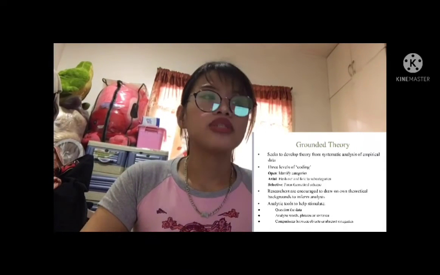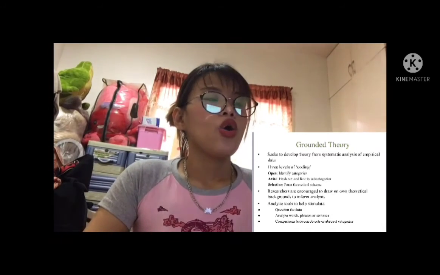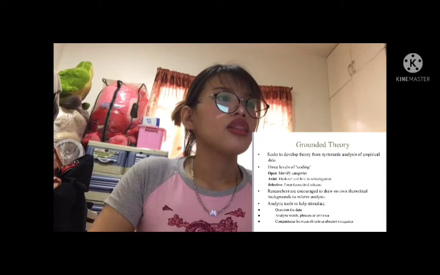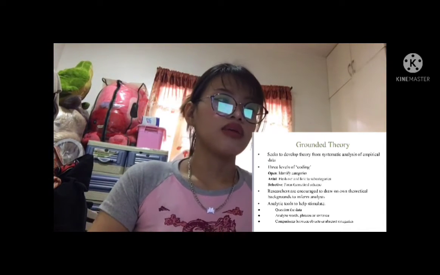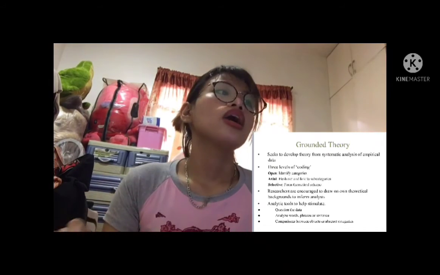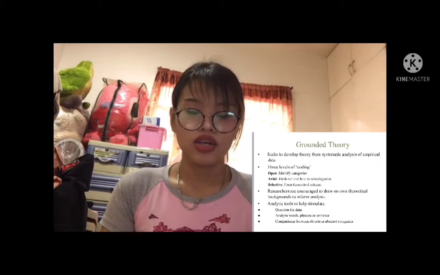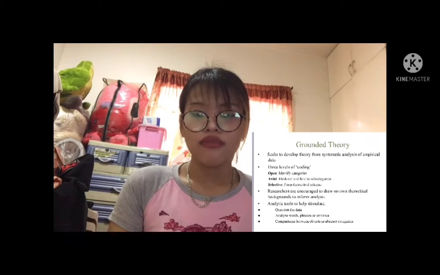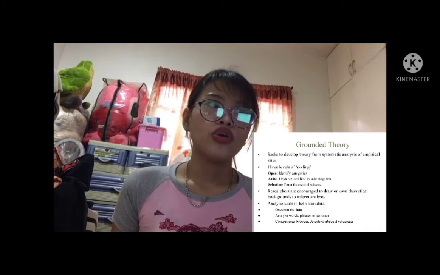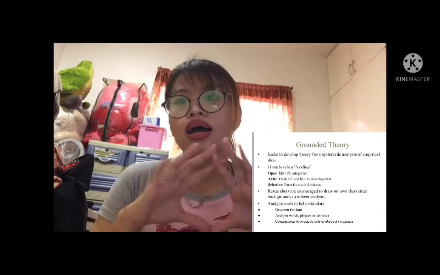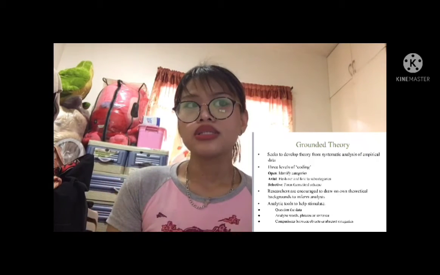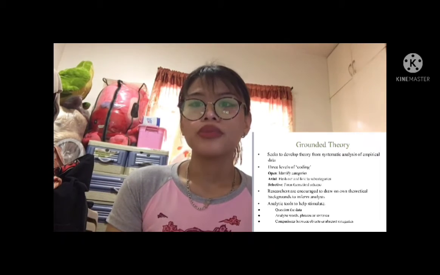And meron siyang 3 levels of coding. Open, identify categories; axial, flesh out and link to subcategories; and selective, form theoretical scheme. So, dun tayo sa open coding. Yung open coding, sabi nga dito, identify categories. Open coding identifies concept by asking questions about the data. So, ayun nga, yung open coding, parang, ayun na yung pinaka-categories niya. Yun na yung lumalabas, parang outcome niya is yung categories.